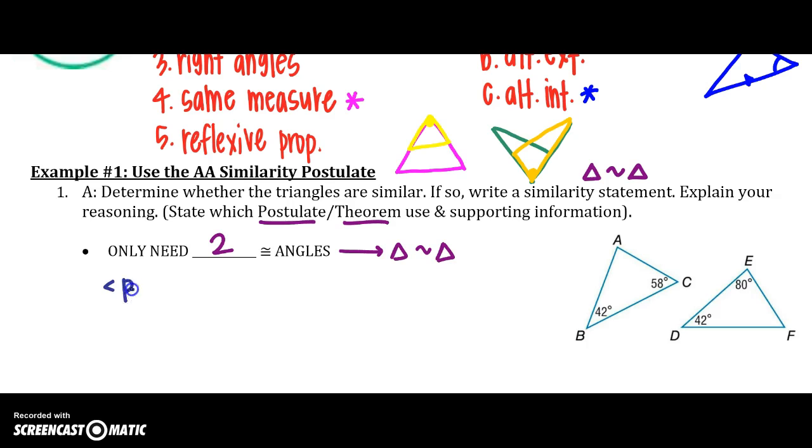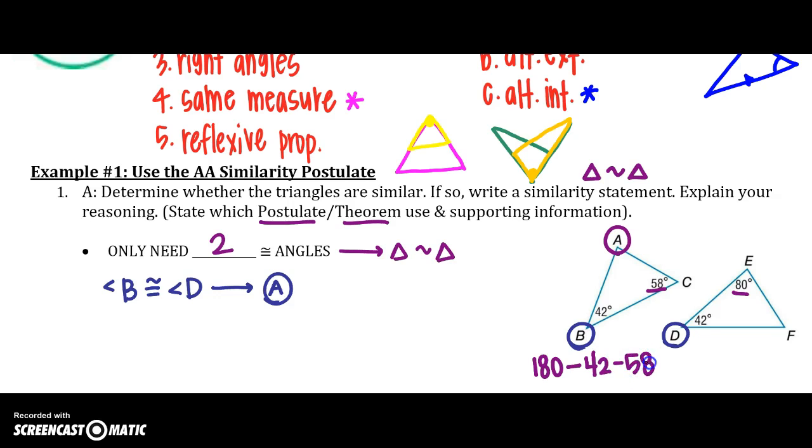I do know that angle B already is congruent to angle D because they're both 42 degrees. So I know that those are congruent. So that's one angle. Remember, I need 2. So I'm left with a 58 degrees and an 80 degrees. So I'm going to solve for angle A and see if I can maybe find another congruent angle. So I'm going to use the triangle sum theorem, 180 minus 42 minus 58. I come up with angle A being 80 degrees, which matches angle E. So I know that angle A is congruent to angle E.